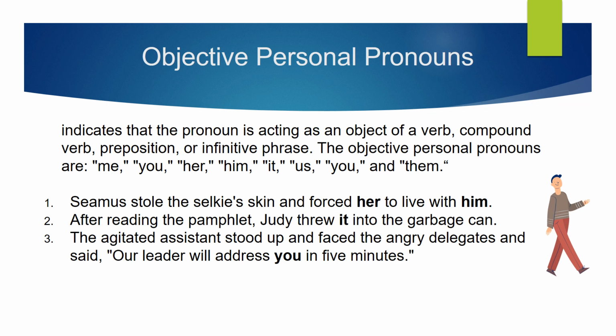So, what are the examples? Number 1. Seamus stole the silky skin and forced her to live with him. So, the objective personal pronoun her is the direct object of the verb forced, and the objective personal pronoun him is the object of the preposition with. Okay, so her and him are objective personal pronouns.